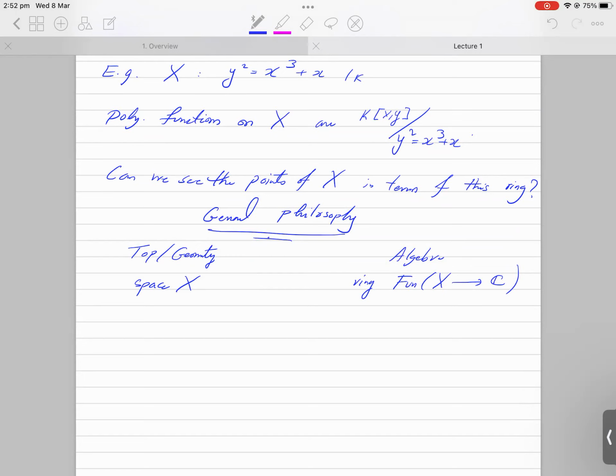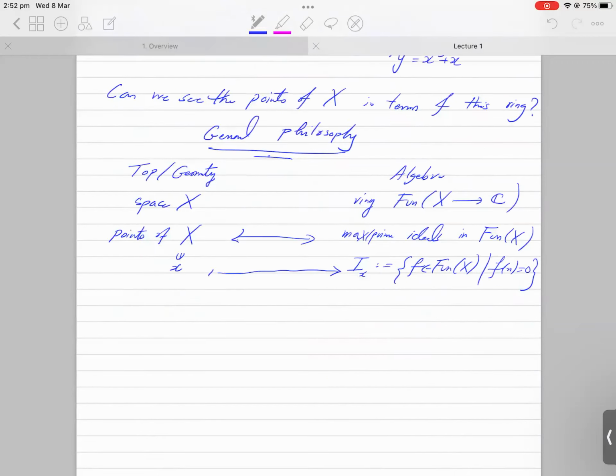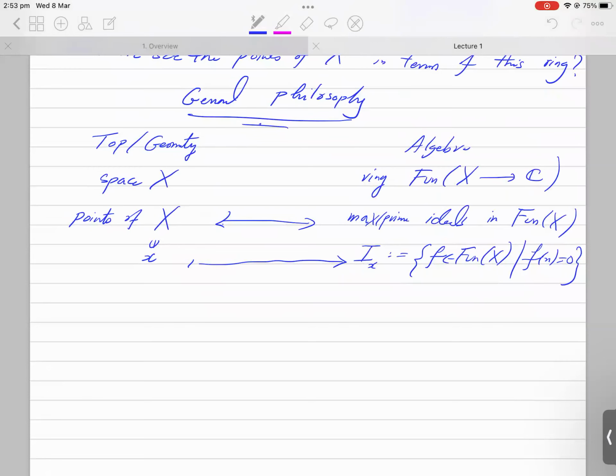Another part of this philosophy is that points of X should correspond to maximal or prime ideals, depending on your taste, in this ring. How? If you have a point in X, you send it to the maximal ideal consisting of all functions that vanish at that point. Now, this is the general philosophy, but there are instances where one can make this precise.